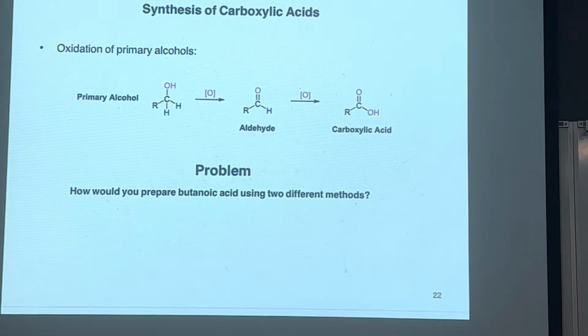Okay, so how do we make carboxylic acids? Well, you guys already learned this because we have the alcohol chapter. And right here we've got the primary alcohol. And remember, with a primary alcohol, you have an OH that is bonded to what kind of carbon? A primary carbon. Primary carbon there.